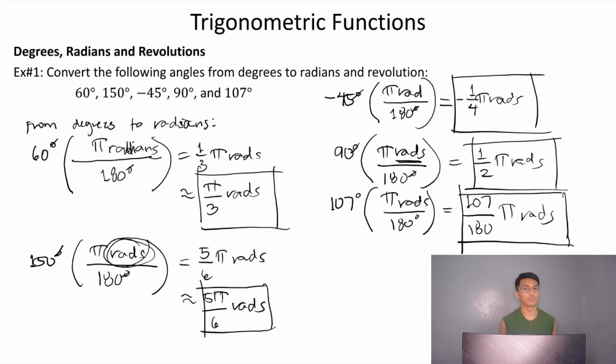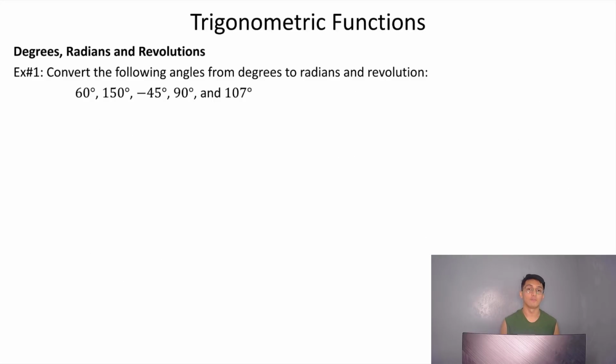And if we want to convert from radians to degrees, we just flip the conversion factor so that we can cancel the pi radians. So, that's for degrees to radians. Now, for the conversion of degrees to revolution, let's start again with the angle 60 degrees.